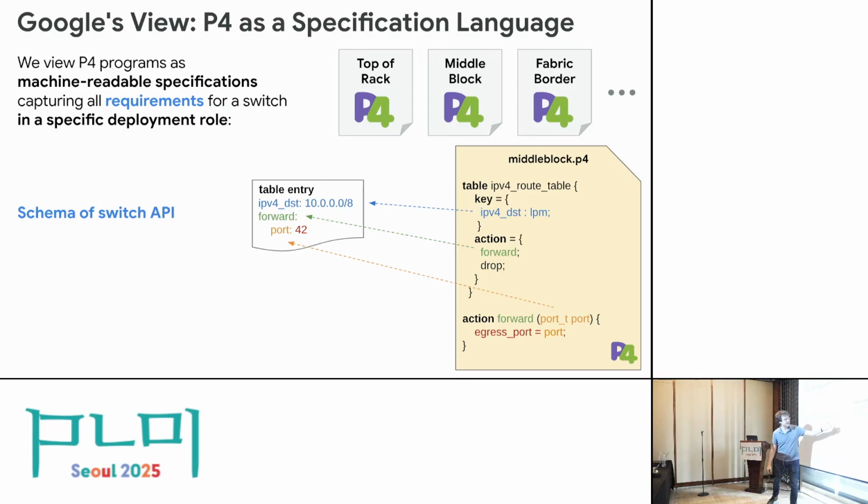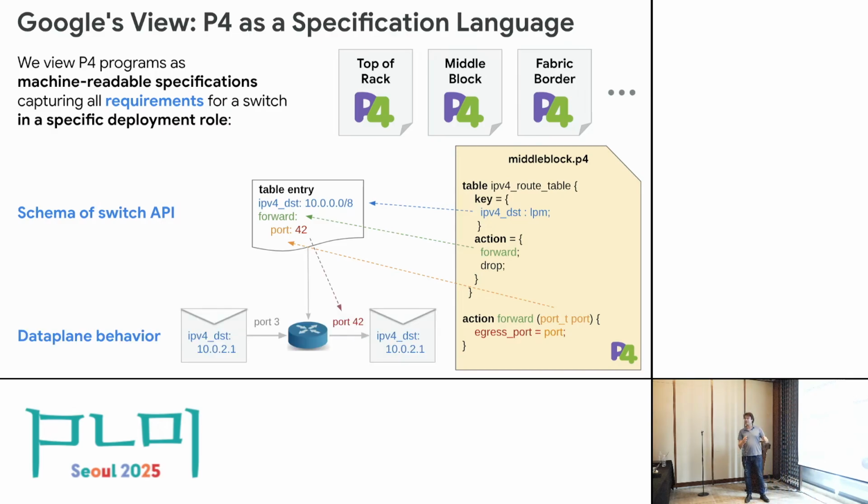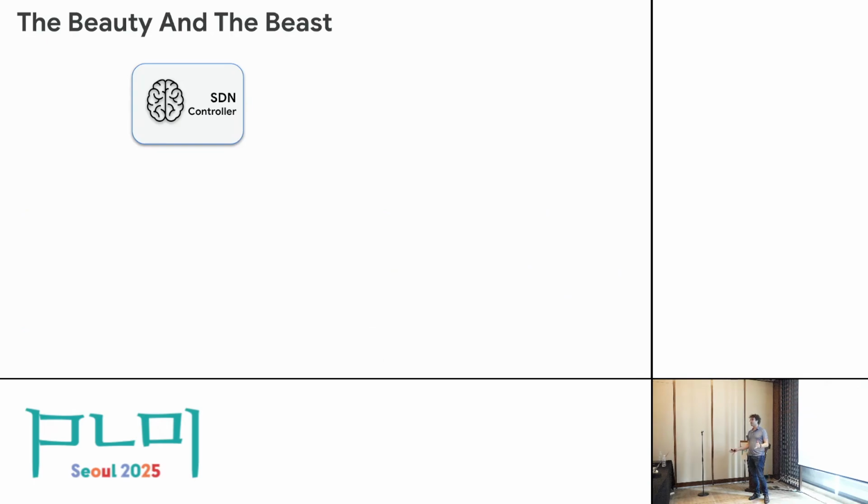And so for example here, I'm forwarding any packet that starts with a 10 in the IPv4 destination to port 42. But it also tells me what that actually means, right? It gives me the data plane behavior that's expected given some set of table entries. So if I'm actually given such a packet, then whatever port it ingresses on, it should go out port 42. Right? So it tells me what this behavior is. And this lets us do some cool stuff.